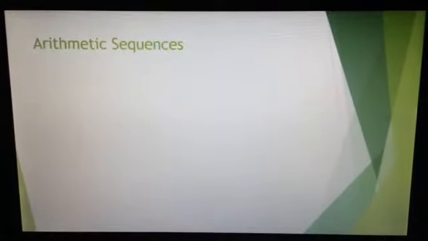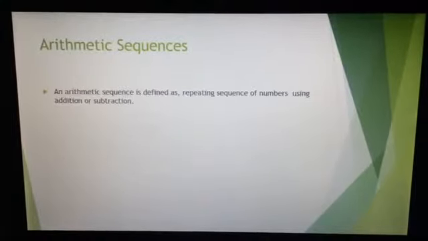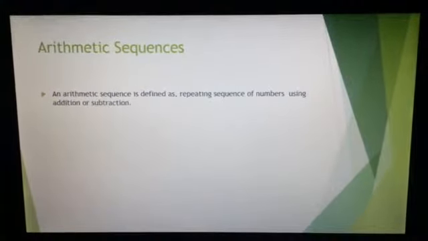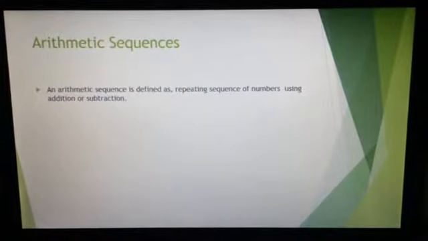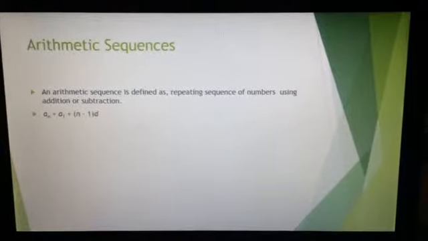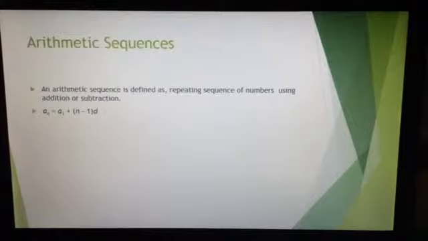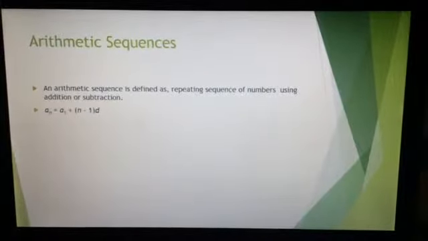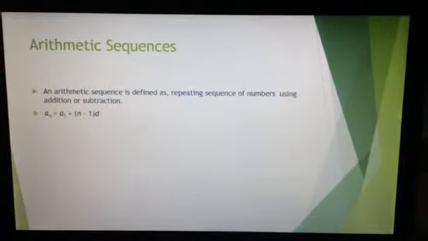We will first teach you about arithmetic sequences. An arithmetic sequence is defined as a repeating sequence of numbers using addition or subtraction. With arithmetic sequences, there is an equation, and the equation is a_n equals a_1 plus (n minus 1) d.